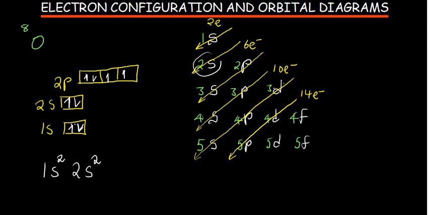After the 2s, we go to the 2p. You write 2p. You know that p can accommodate a maximum of 6 electrons, but you've already placed 4 electrons in the 1s and 2s. You're only remaining with 4, so you don't have a choice but to put 4 here. Remember, the p can have a maximum of 6 electrons, but you only have 4.